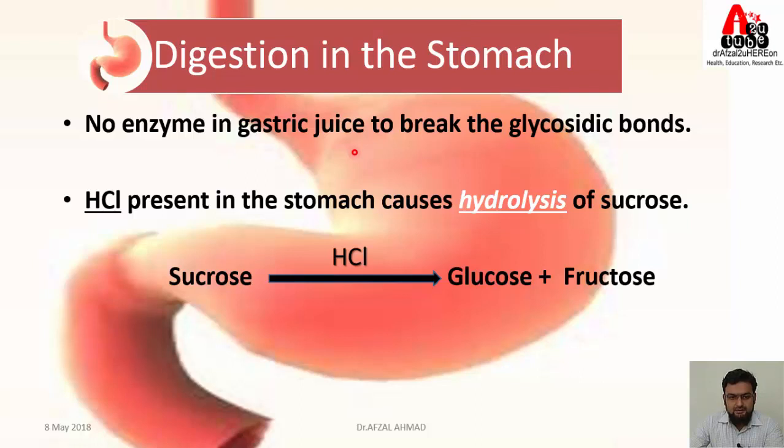We have no specific enzyme present in the gastric mucosa to break any type of carbohydrate in the stomach. We have HCl in the stomach to break down or hydrolyze sucrose. So HCl will act on the sucrose present in the carbohydrate diet, and it will break it down into the monosaccharides glucose and fructose.